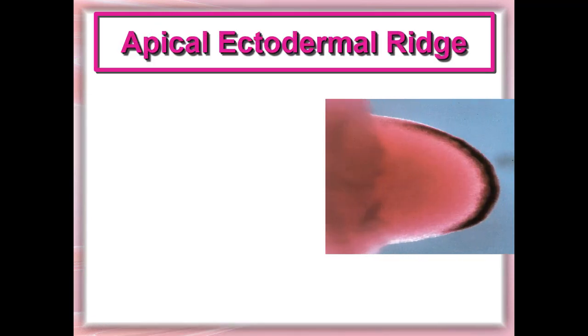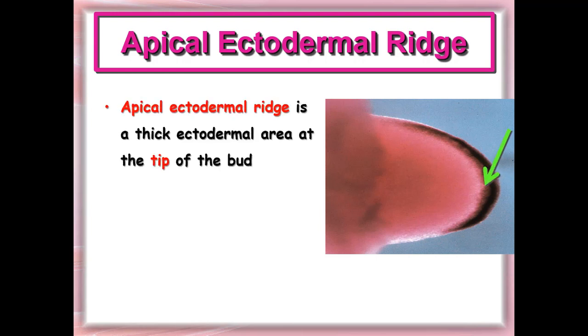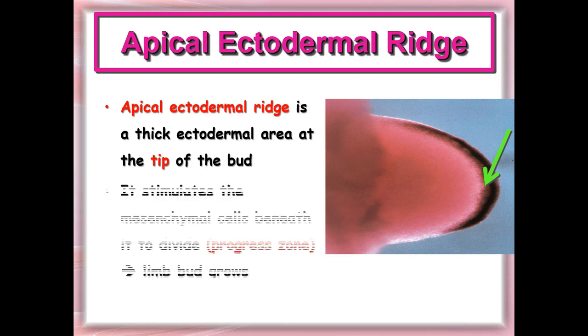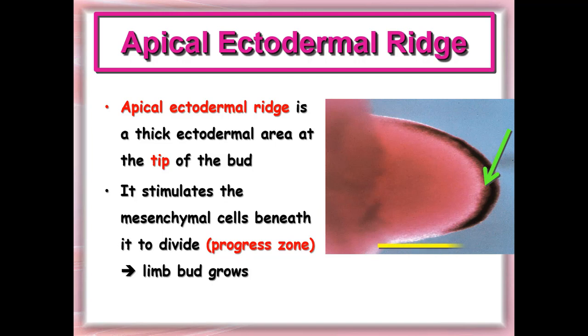In this section again of the limb, we find an area called the apical ectodermal ridge. Apical ectodermal means that it is at the apex and lies at the ectoderm. It is a ridge at the apex of the ectoderm. So it is a thick ectodermal area at the tip of the limb bud. It stimulates the mesenchymal cells beneath it to divide and form what's called the progress zone, where when it divides, it leads to the limb bud growth.